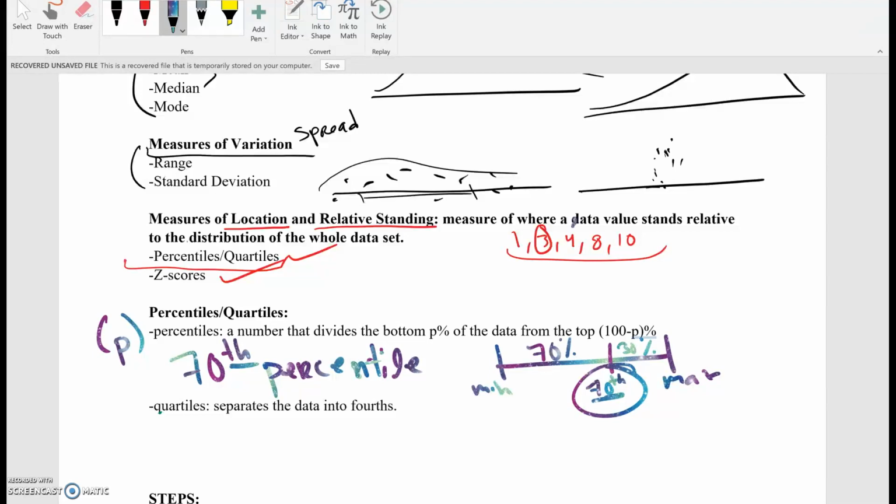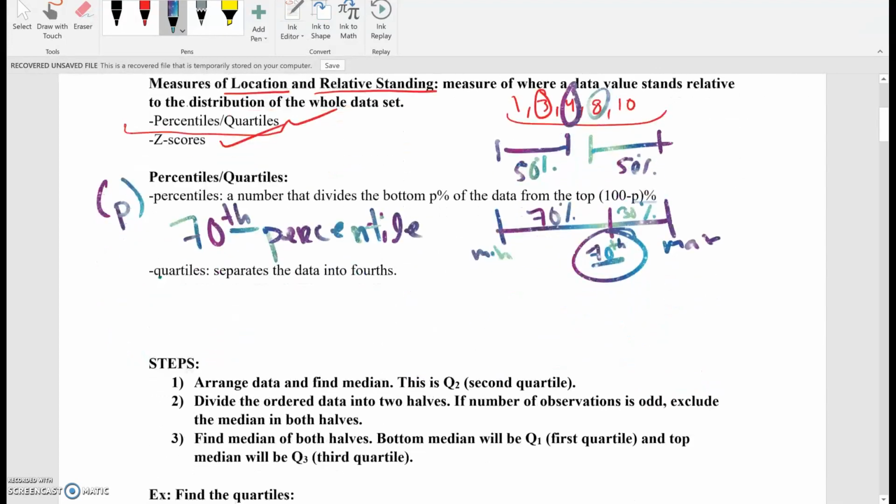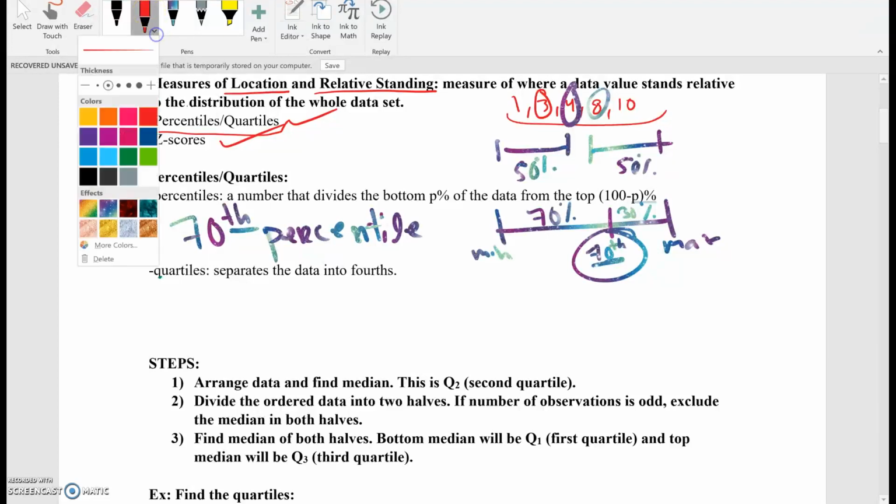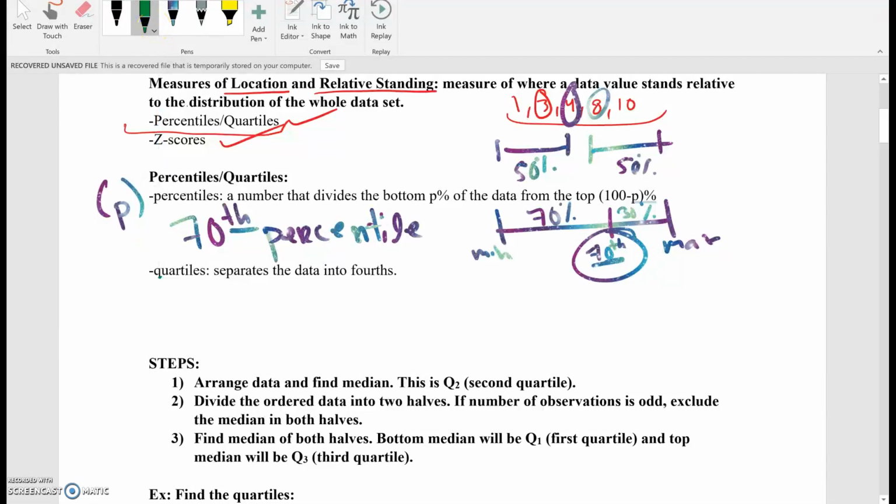Okay, so for example, this number 4 would be 50% of it is below, 50% of it is above. Okay, but what would this 8 represent? Is this 8 going to represent 75%? What exactly is that? So we'll talk about percentiles a little bit later, but right now what I really want to focus on is quartiles, because quartiles we are going to use a lot. Okay, so basically what a quartile is, it just separates the data into fourths.